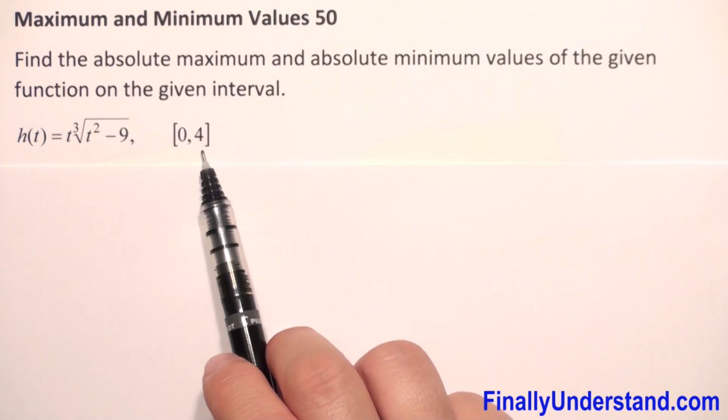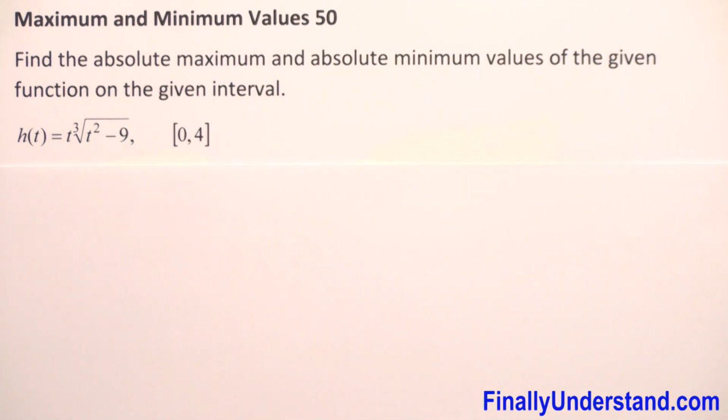So for 0 and for 4. When we have these values, we have to choose the largest and the smallest. So we will have the absolute maximum and the absolute minimum. So first, I will rewrite our function h to the power 1/3 because it's easier to find the derivative.